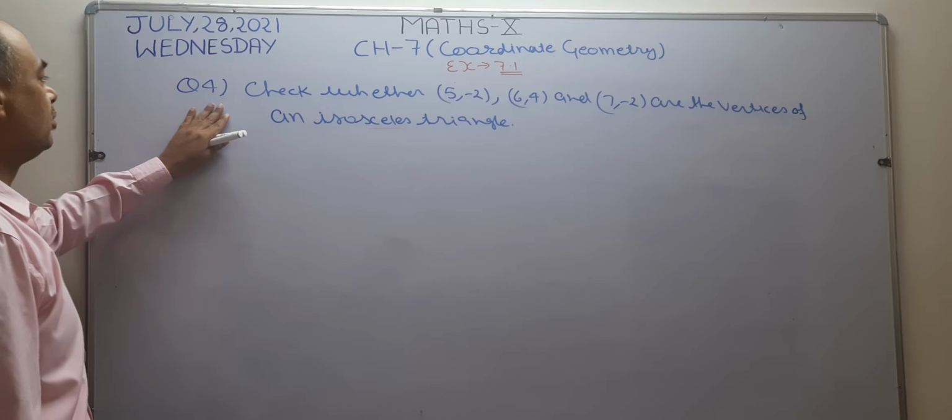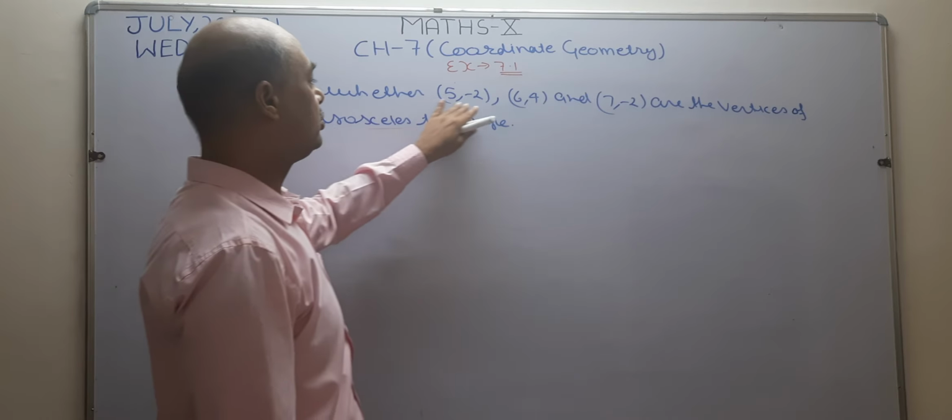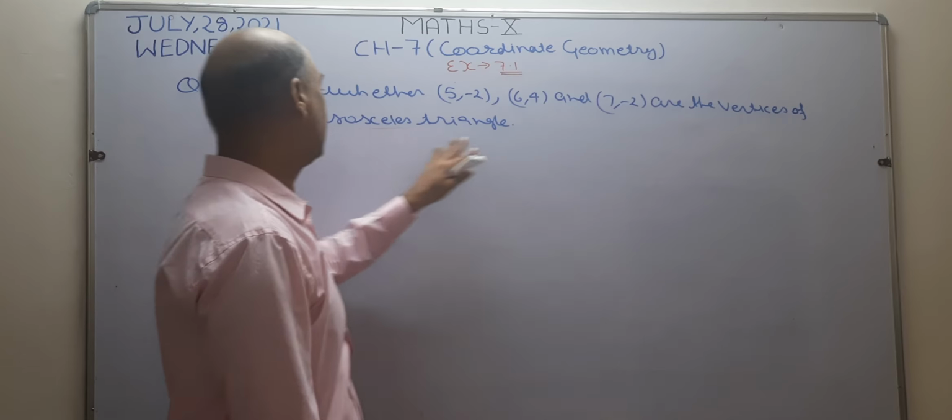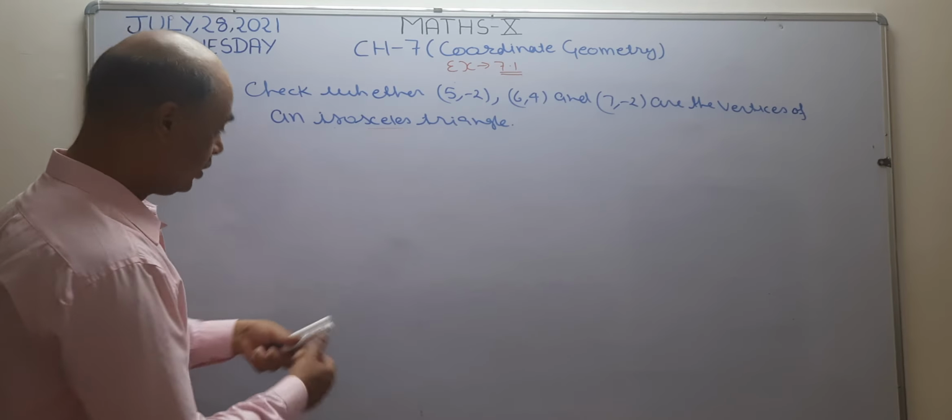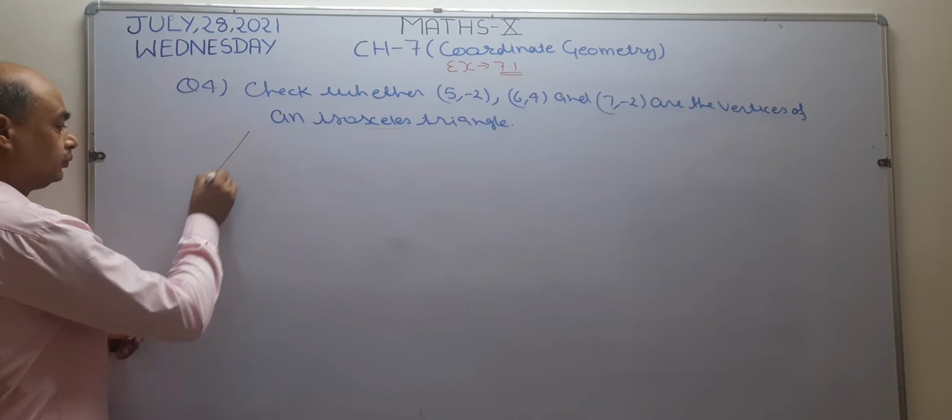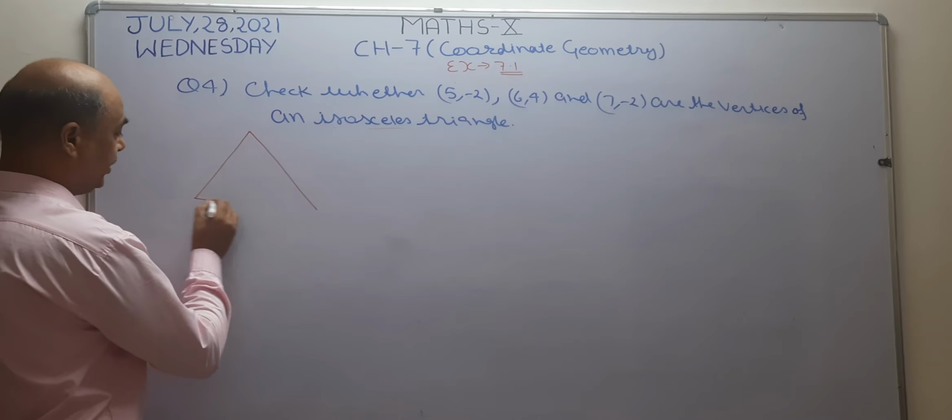Now I want to solve question number 4. Check whether these 3 points are going to make an isosceles triangle or not. Okay? So first make one triangle and name it ABC.